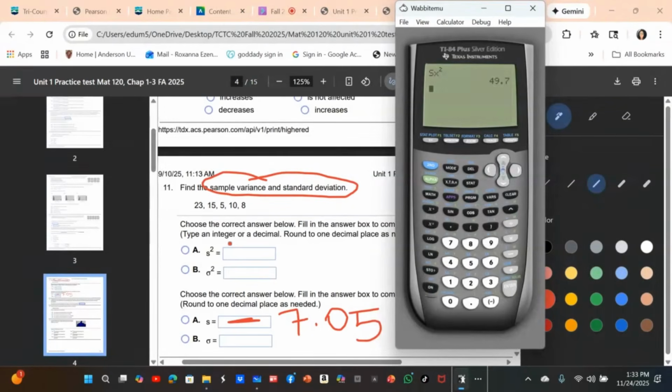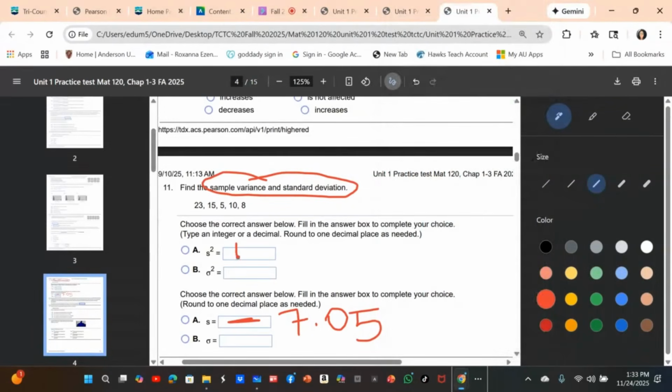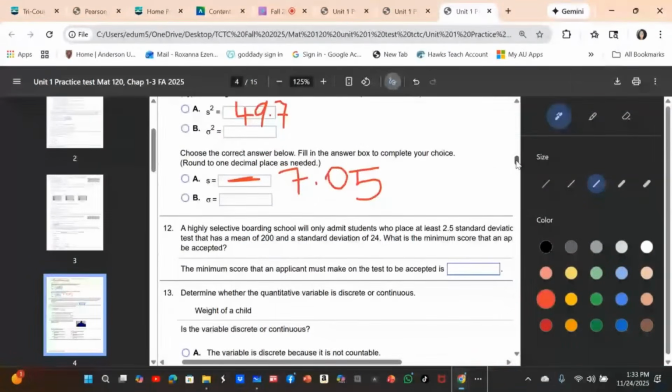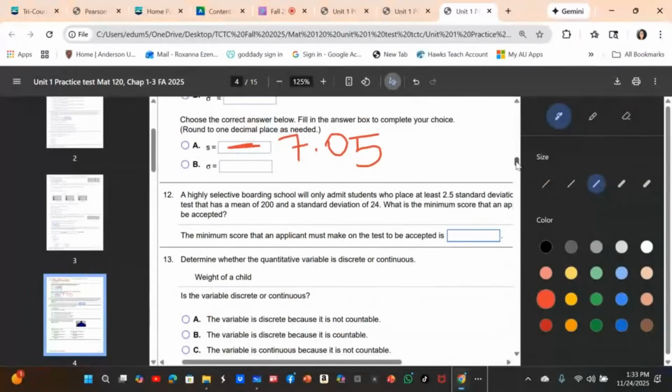You come over here and write 49.7. Remember, you've got to be careful. You are asked to find the sample variance. Okay, and what else? That's all. This question is very easy. This kind of question will be in your test. The important thing is that you remember what to do.